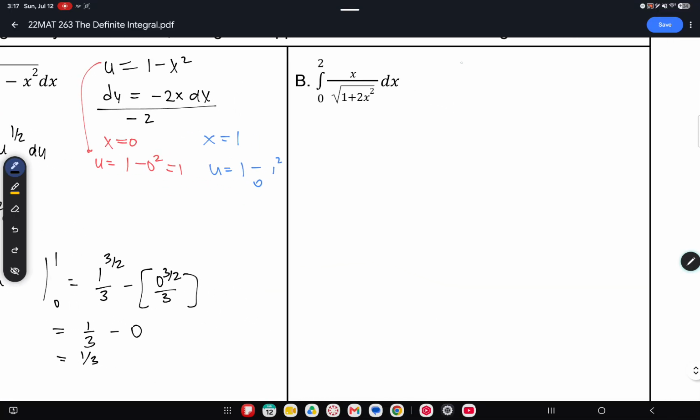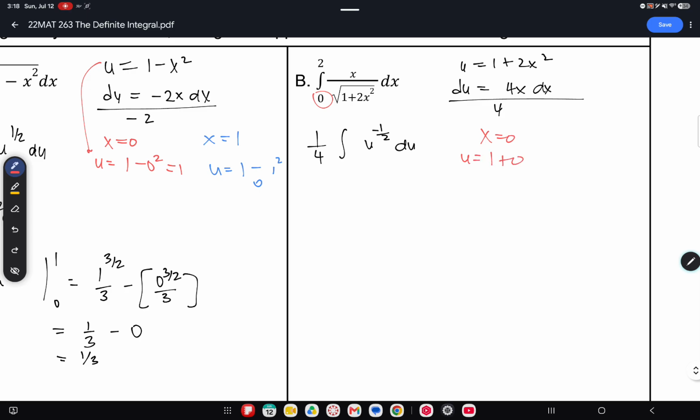Do another one. So u is 1 plus 2x squared, and du is going to be 4x dx. Need to divide both sides by 4. So this becomes u to the negative 1/2 du. And then I need to change those bounds. So instead of x being 0, that new bound is 1 plus 2 times 0 squared, which is 0. So it's 1. And then if x is 2, my new u is 1 plus 2 times 2 squared. 2 times 2 is 4 times 2 is 8 plus 1 is 9.